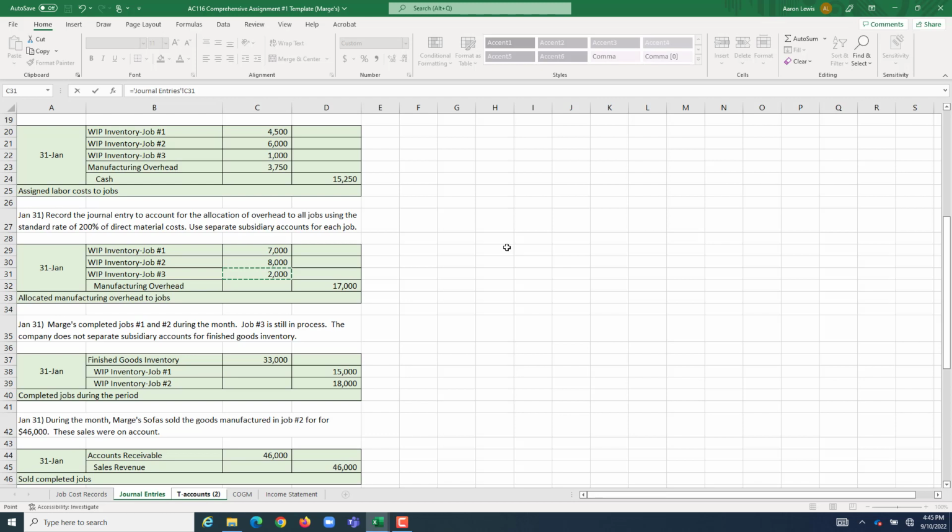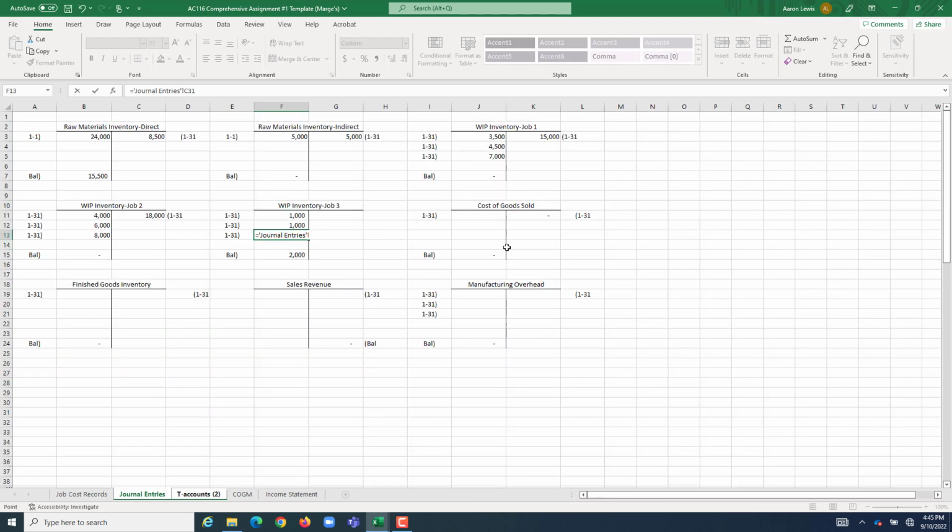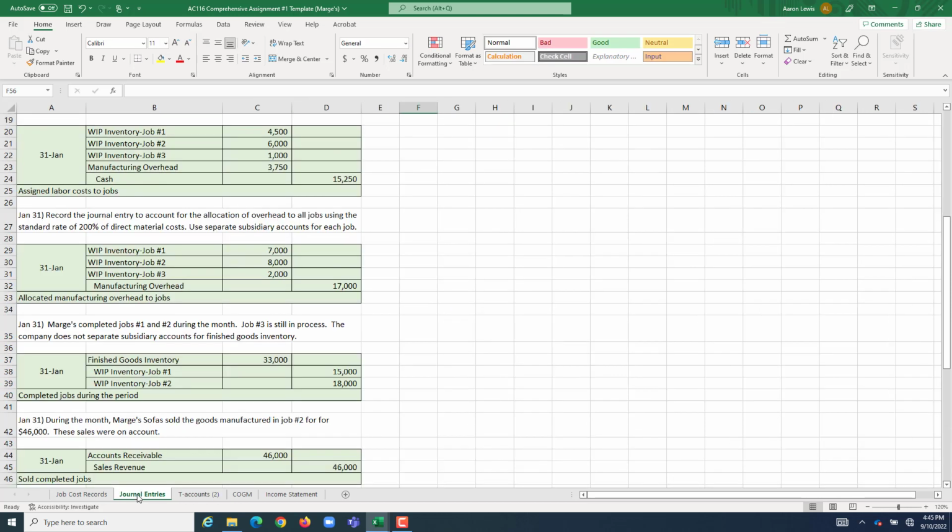We debited its subsidiary WIP account for job 3 for $2,000. Let's bring that debit over to our journal entries or to our T accounts. The balance of WIP inventory job 3 is $4,000. Should WIP inventory job 3 have a balance? And the answer to that is yes, because we did not complete job 3.